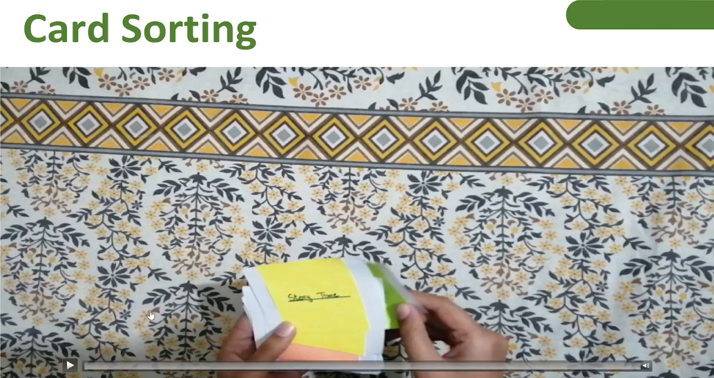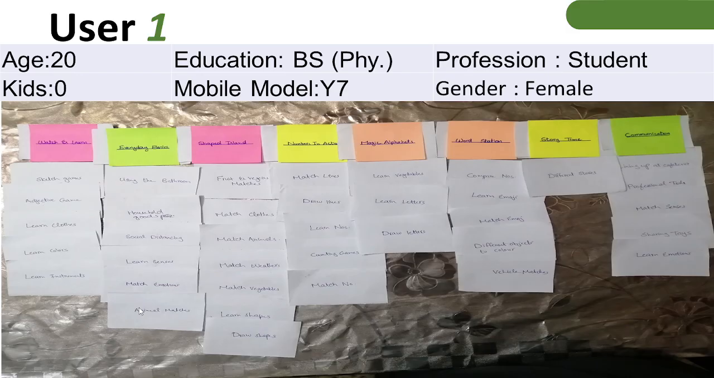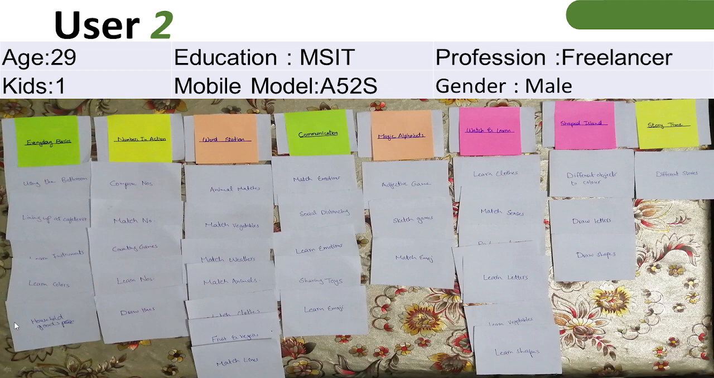That is the card sorting done by her. And that is the card sorting done by the first user, who was a student, aged 20, a BS student, and that sorting was done by her. And the next user we have is a freelancer by profession, whose education is MSIT, aged 29, having one kid. And that was the card sorting result done by him.